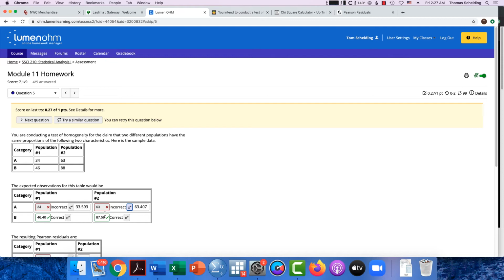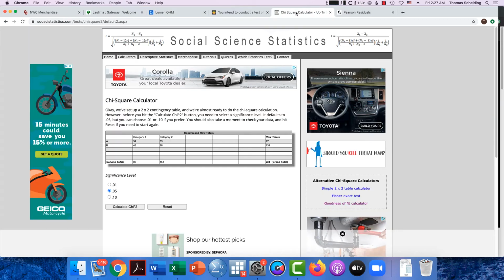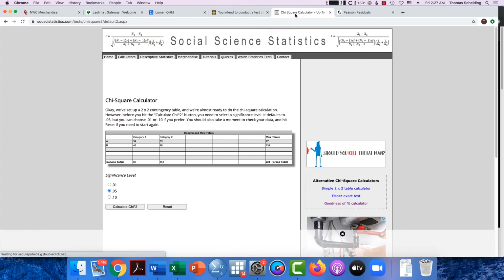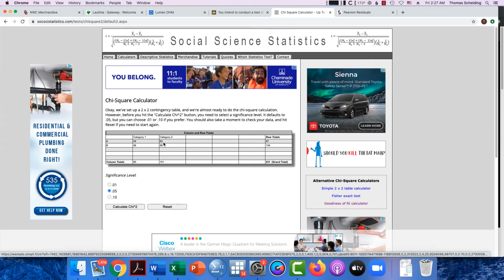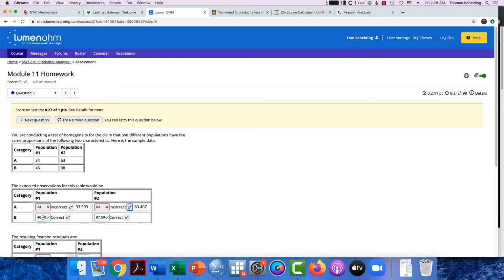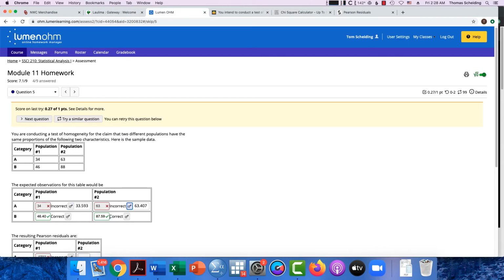Let's just do a different one here for 46. So for 46, I'm going to take 134 times 80 and divide by 231. It's going to give me the 46.4. And so I do that for each of these.